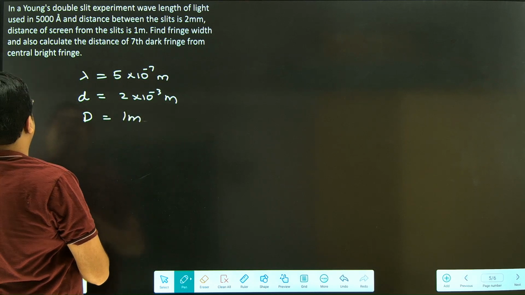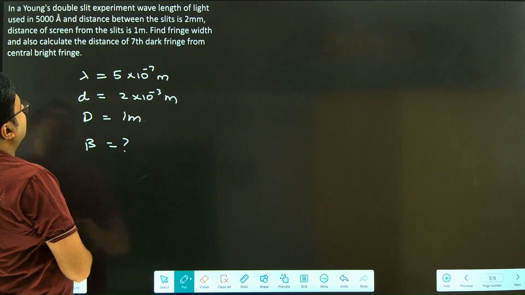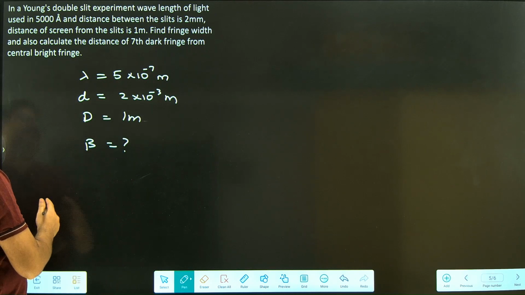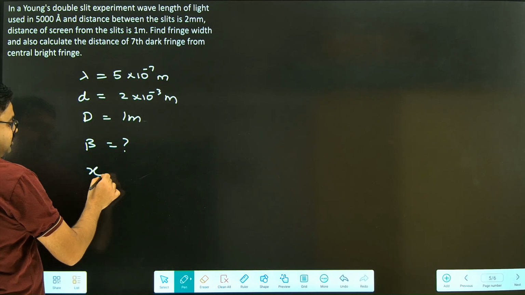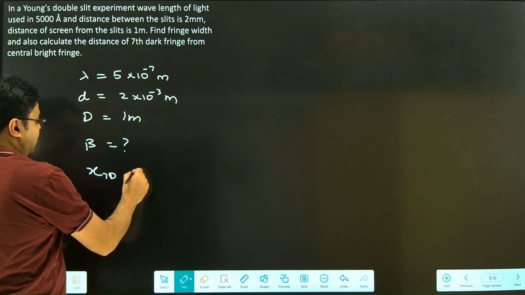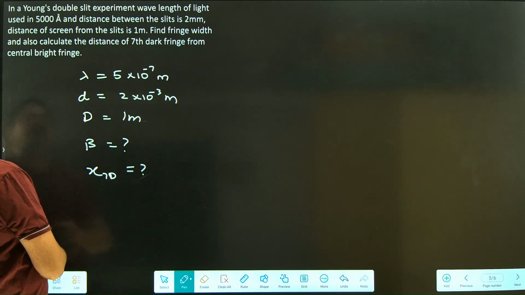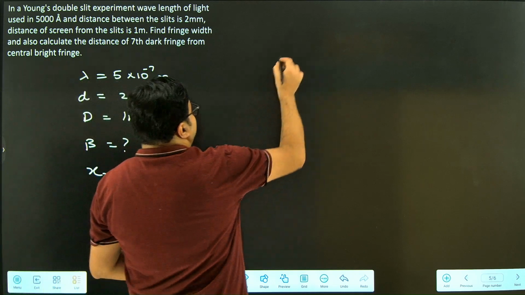Find the fringe width. Also calculate, we have to find the fringe width, right? Also calculate the distance of the seventh dark fringe. We need to calculate the distance to the seventh dark fringe. I'll write it as x 7D, right? Seventh dark fringe from the central bright fringe. Let's find one by one. Quite simple a question here.